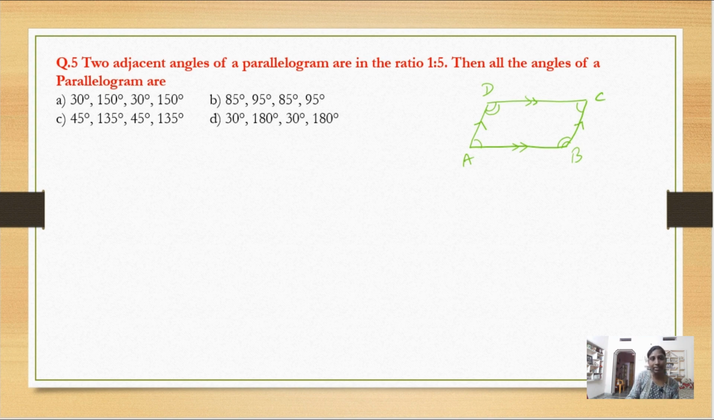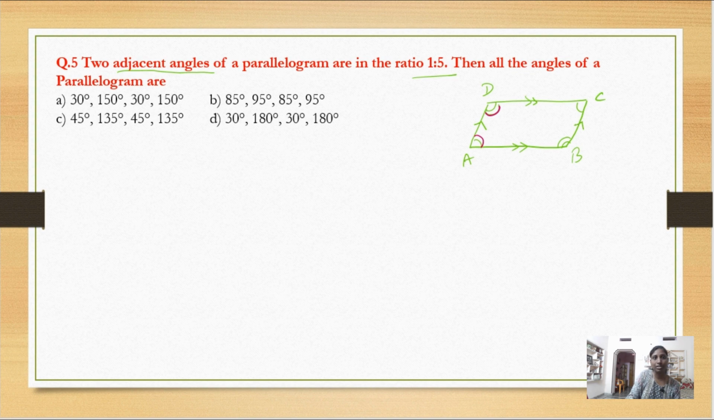And here it is given that adjacent angles of a parallelogram are in the ratio 1:5. Adjacent angles. What do you mean by adjacent angles? Which are not opposite. Here A and C are opposite. Then what are adjacent angles? A and D are adjacent angles here. So, adjacent angles are in the ratio 1:5.